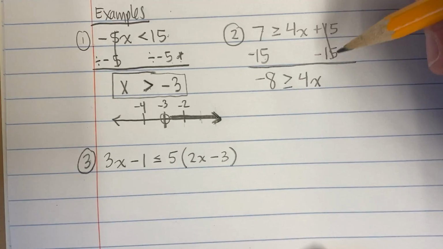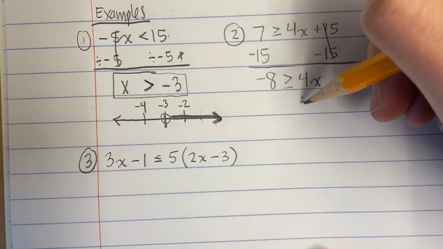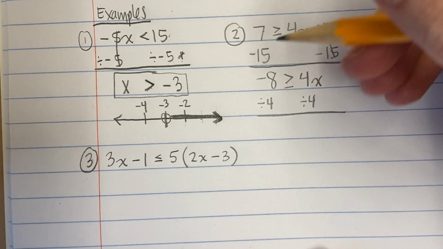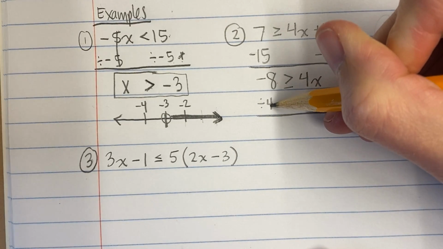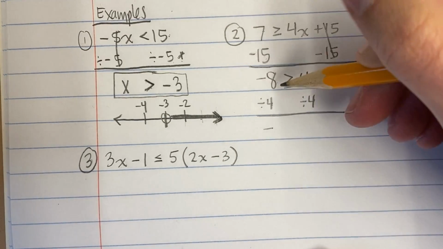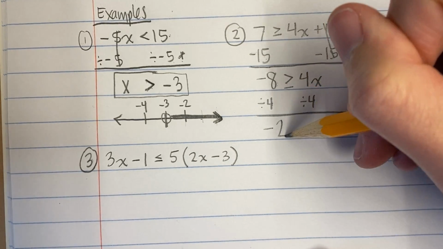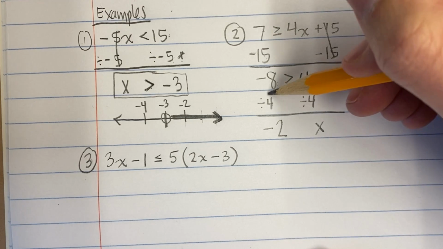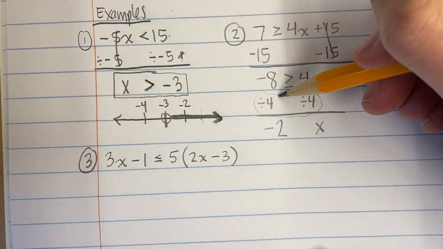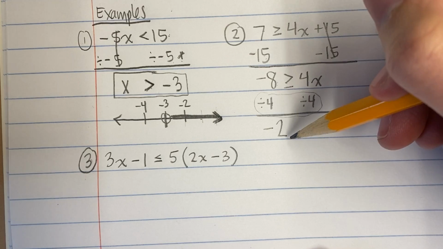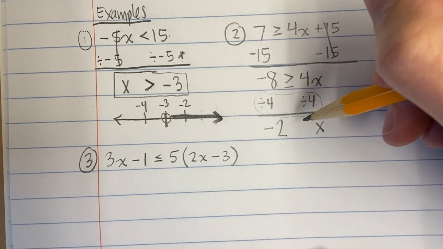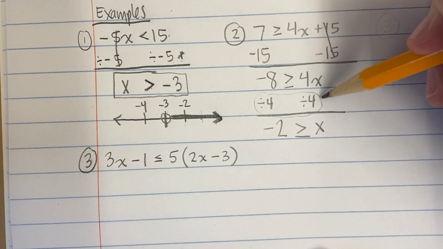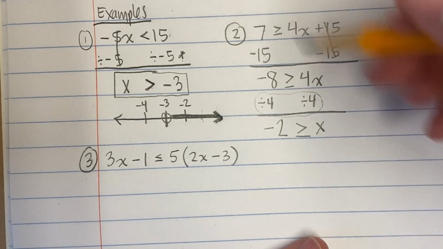In order to get x by itself, right now x is being multiplied by 4, so I'm going to divide by 4. Negative divided by positive is negative, and 8 divided by 4 is 2. I'm going to bring down my x. Now, notice here, I did not divide by a negative number. I did get a negative number as an answer, but that doesn't matter. My sign does not flip around because I didn't multiply or divide by a negative number.